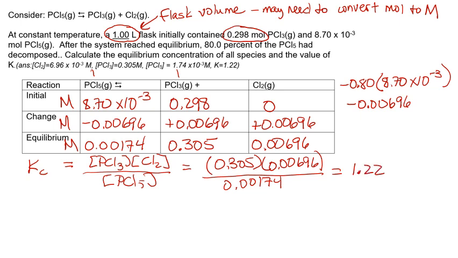Now, remember that if K is very large, that means the product is favored. If K is very small, it means the reactants are favored. And by very small, I mean 1 over some large number. If it's close to 1, then that means that there's substantial quantities of both products and reactants present. So appreciable amounts of products and reactants are present.